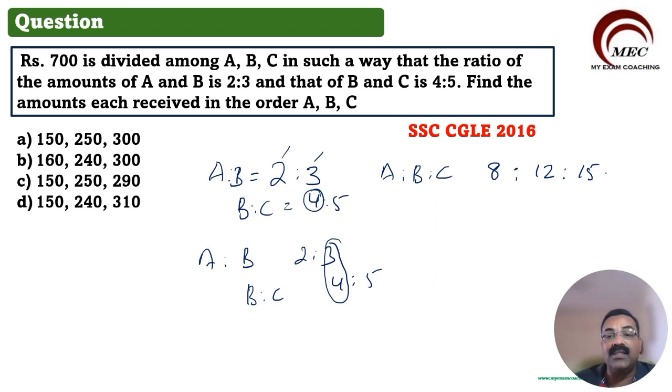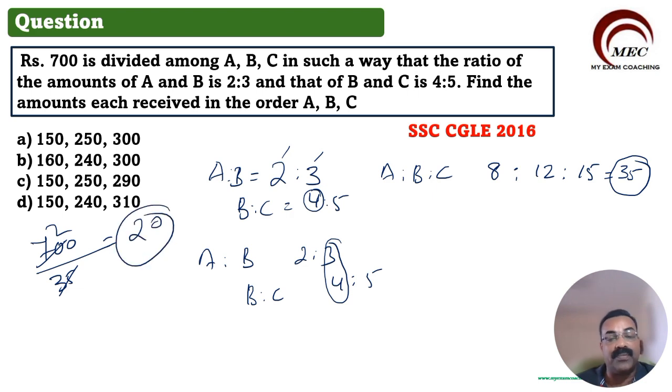When I add these three, I will get 35. Now the total is 700, which is divided into 35 parts. So one part will be 700 divided by 35, which is 20 rupees. Now one part is 20, so 8 parts will be 8 into 20, that is 160 rupees.